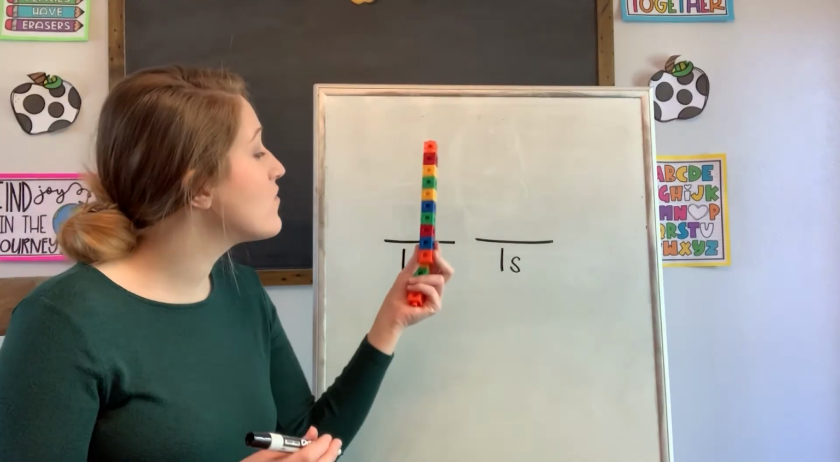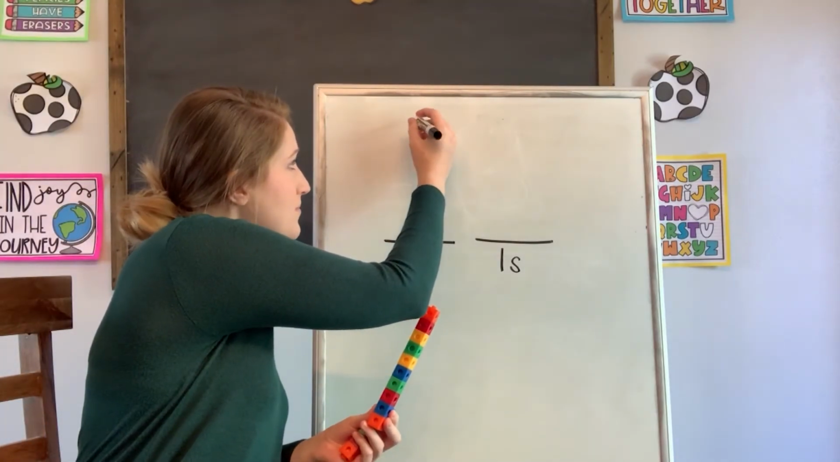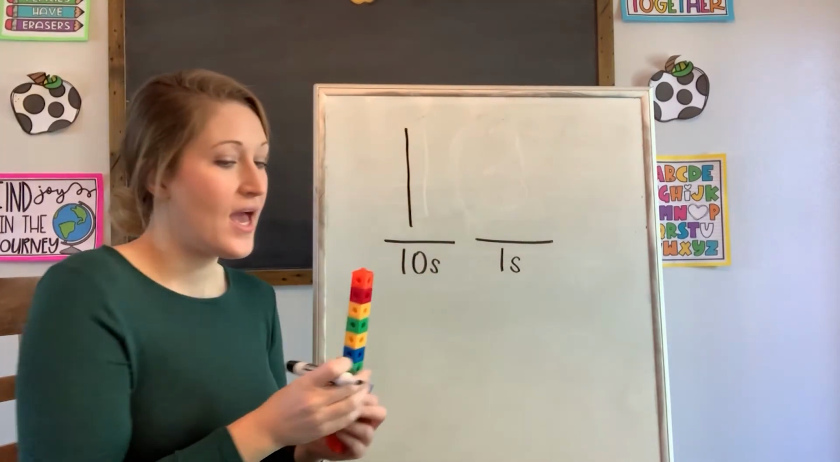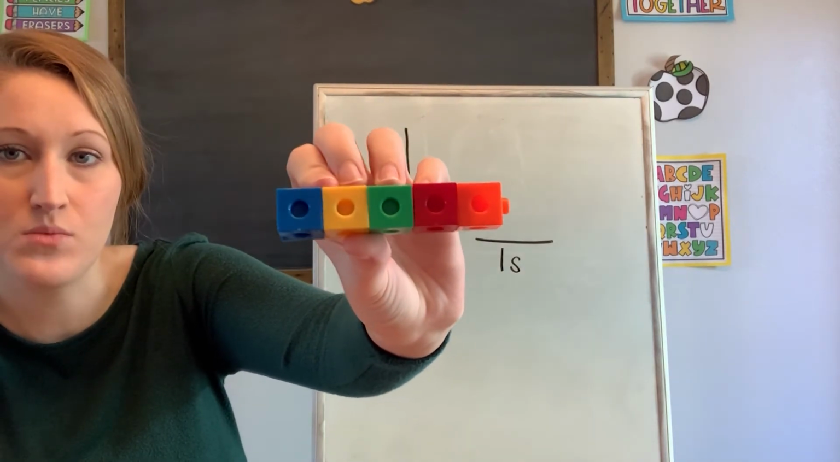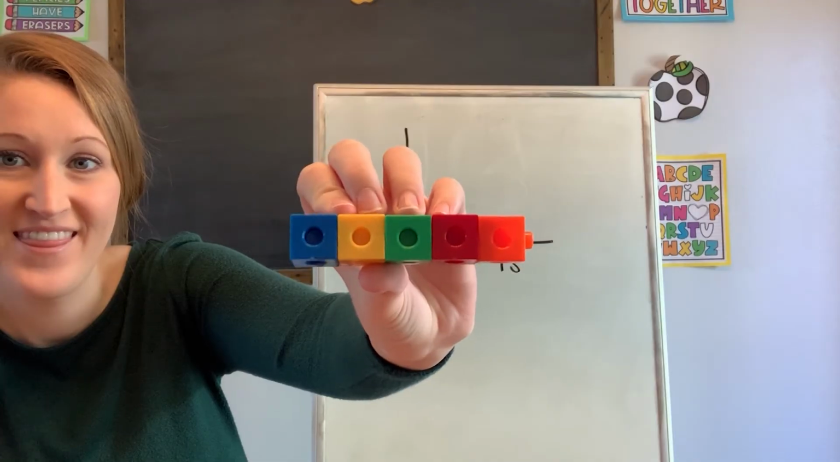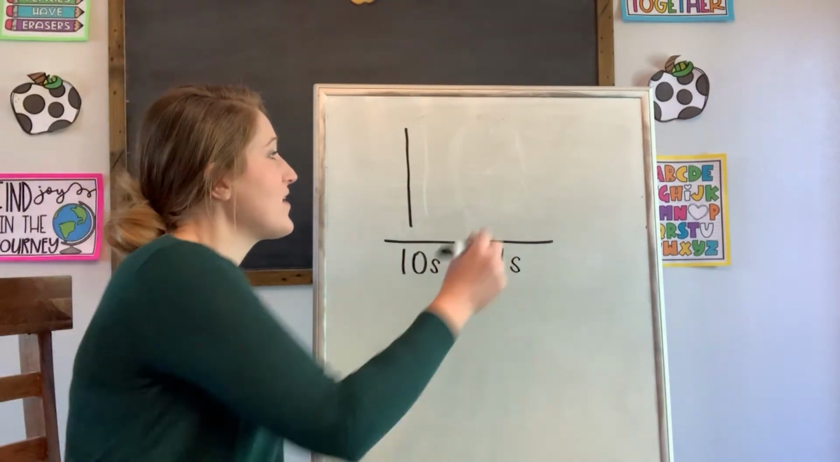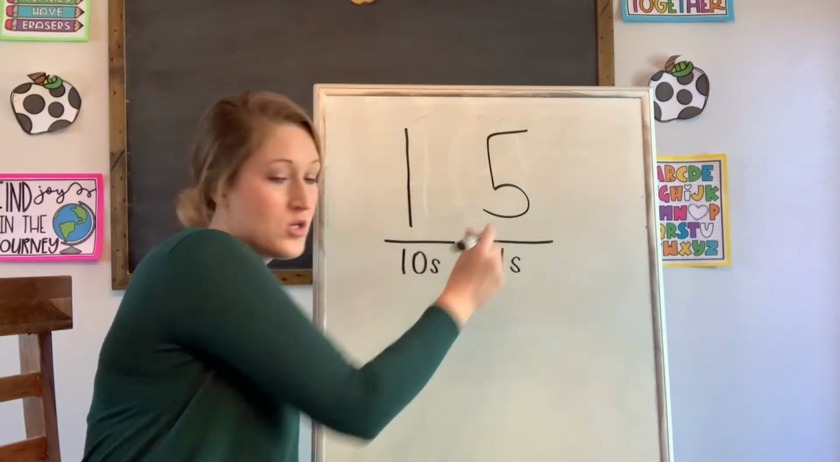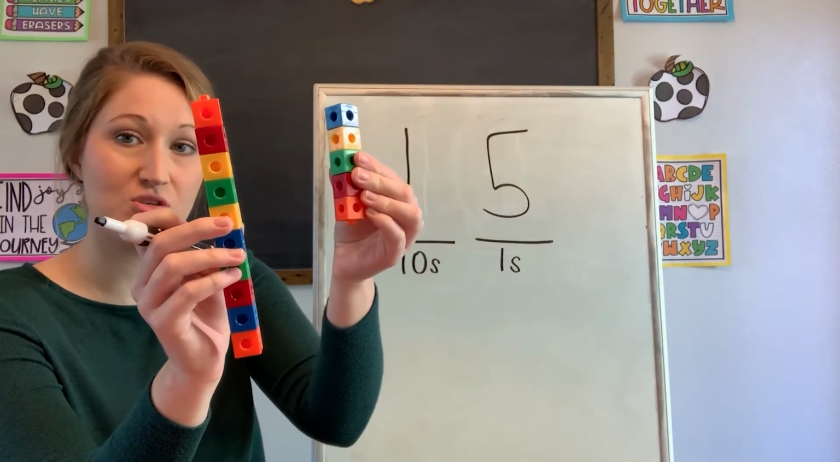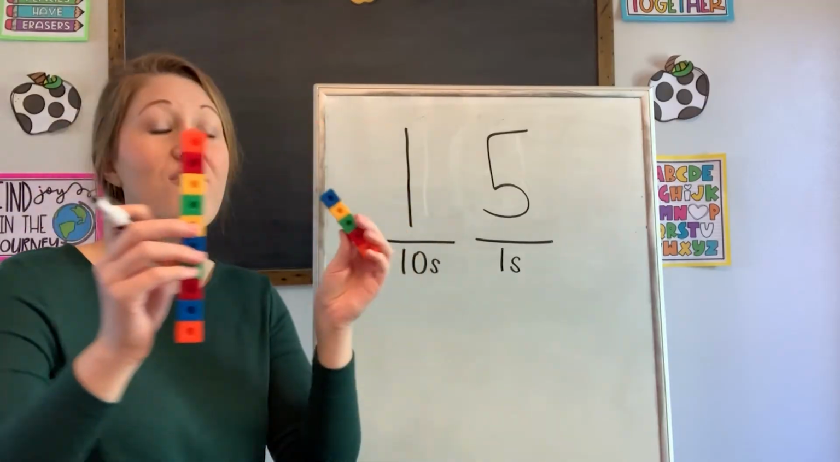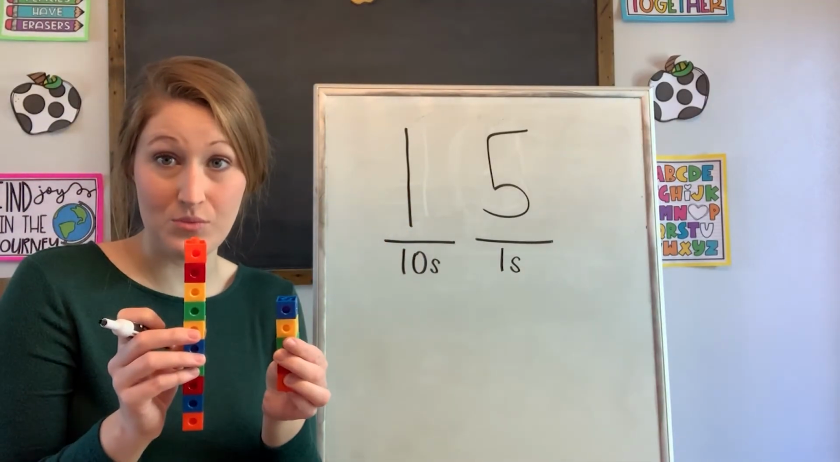That's right. I have one group of 10. How many extra ones do I have? How many extra cubes? Very good. There are 5 extra cubes. So I have one group of 10 and 5 extra ones. That gives me 15 cubes.